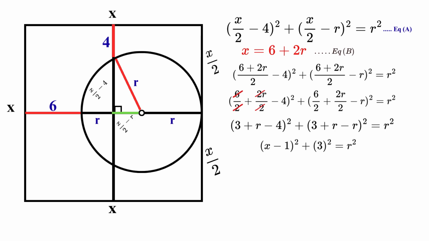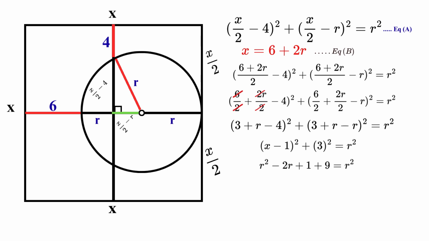Let us expand (r minus 1) whole squared. By using the formula (a minus b) whole squared equals a squared minus 2ab plus b squared, we get r squared minus 2r plus 1, and 3 squared equals 9. So we now have r squared minus 2r plus 1 plus 9 equals r squared.